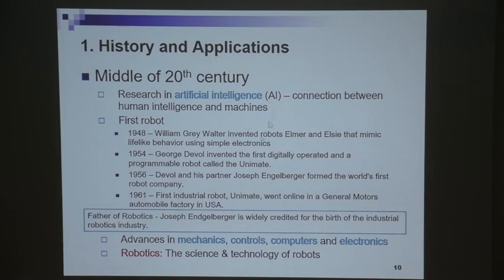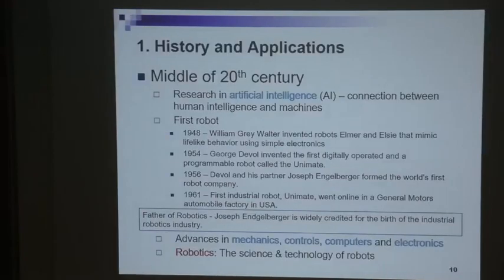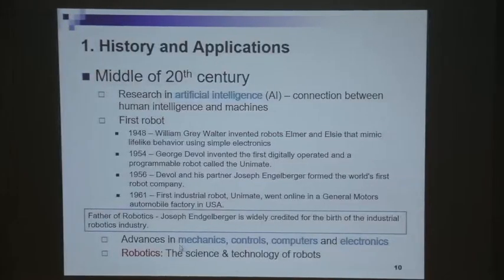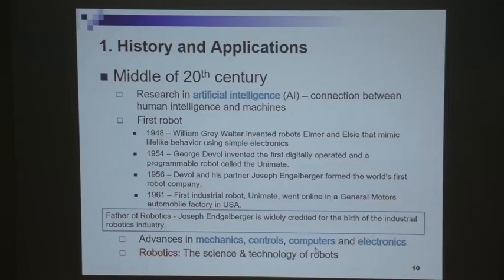So when you see this development, the development of the first robot was eventually due to the advances in mechanics, control, computers, and electronics. It's very much similar to what is happening today. It is still the advances in mechanics, control, and computers especially that are driving the field of robotics. So the definition of robotics will be the science and technologies of robots.